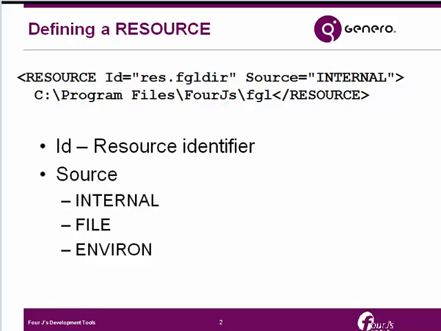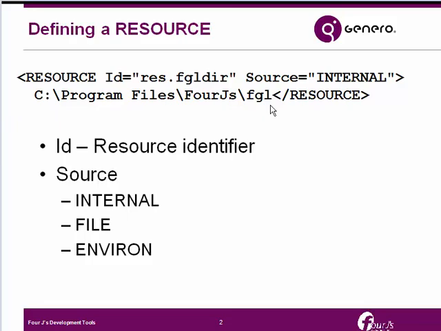Consider the resource shown here. Resource ID equals res.fgldir, source equals internal, and then the value of your FGL installation directory. This entry creates a resource with a tag of res.fgldir. The value of this resource is the directory path indicated within the resource tags.